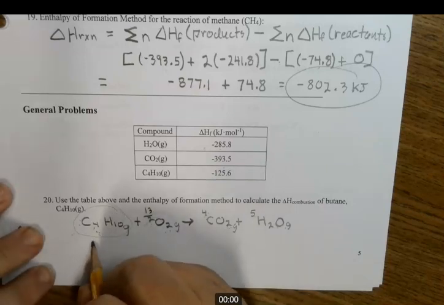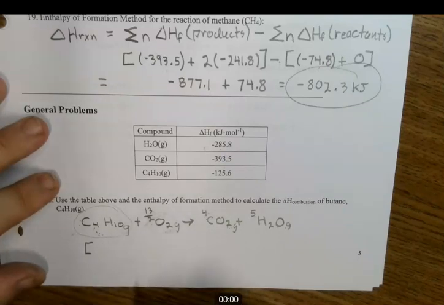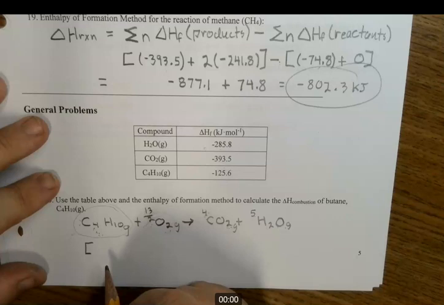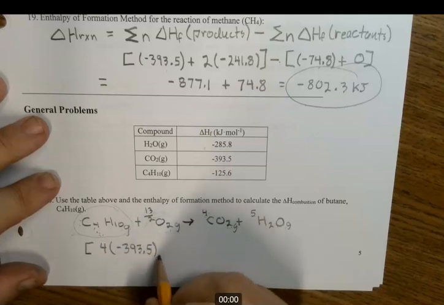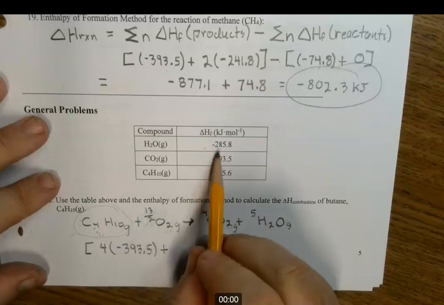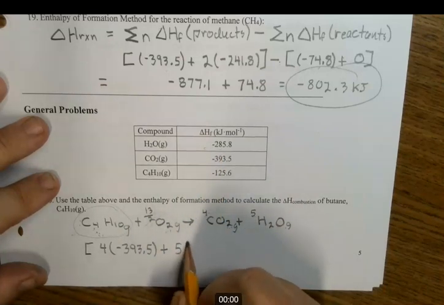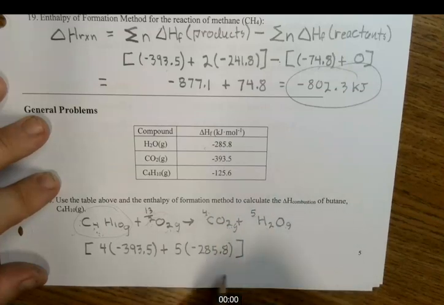So it's going to be, and I'm not going to write the equation, I just want to get you through this. So it's going to be CO2, we have right there, and we have 4 moles of it, so 4 moles of CO2 times negative 393.5 plus, we have H2O, and we have 5 moles of H2O, so we're dealing with a lot of moles here in this thing, negative 285.8, and we close that. That takes care of the products.